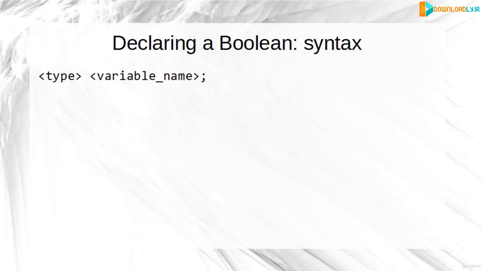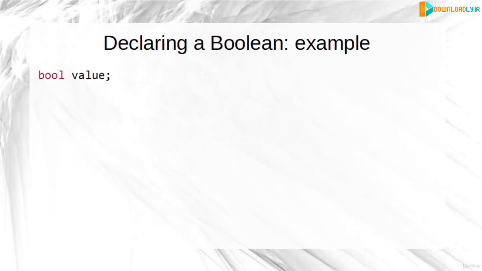To declare a Boolean variable, first we indicate the type of variable. Then we type in the name of the variable, followed by a semicolon. Here is an example. We use the keyword bool to indicate that we are declaring a Boolean variable. We then type in the name of the variable, in this case, value, followed by a semicolon.